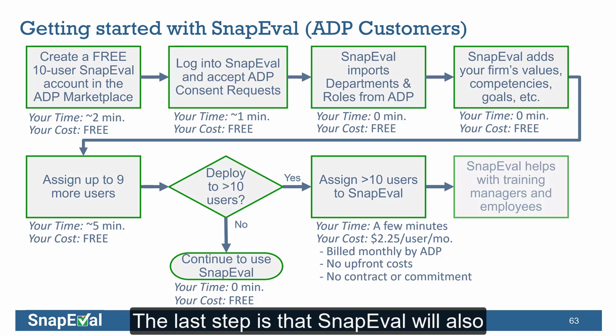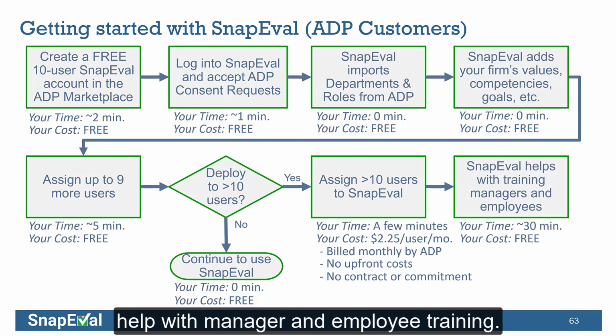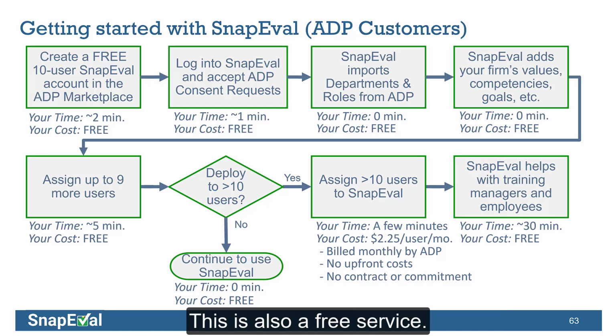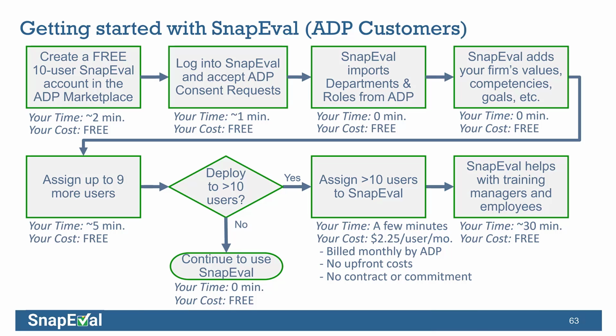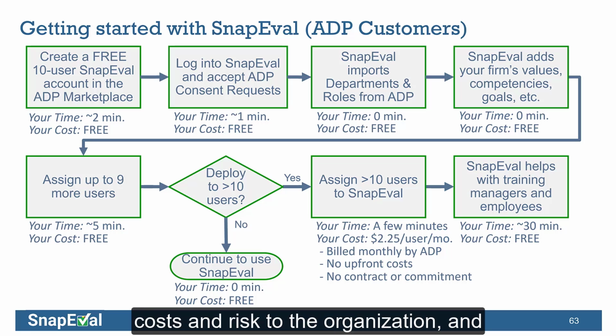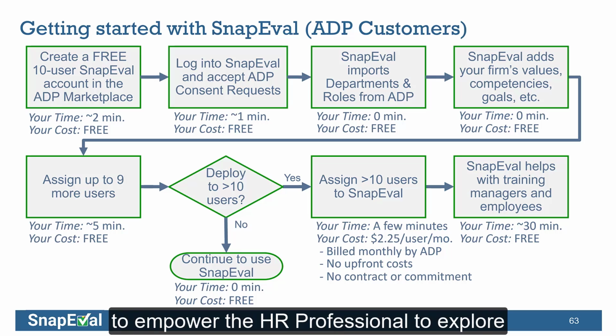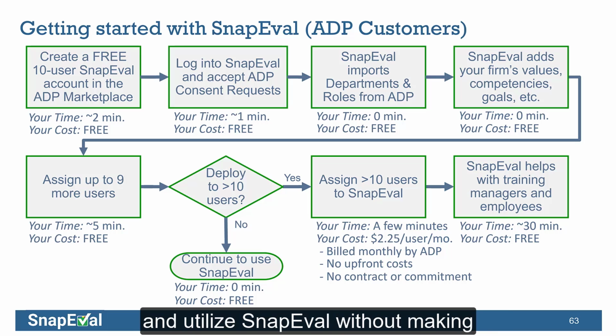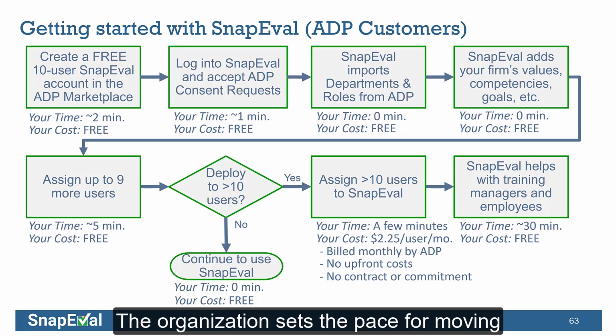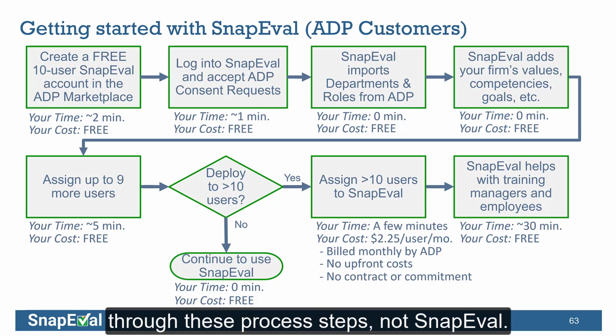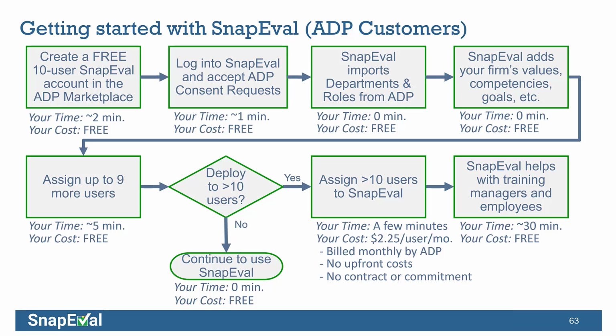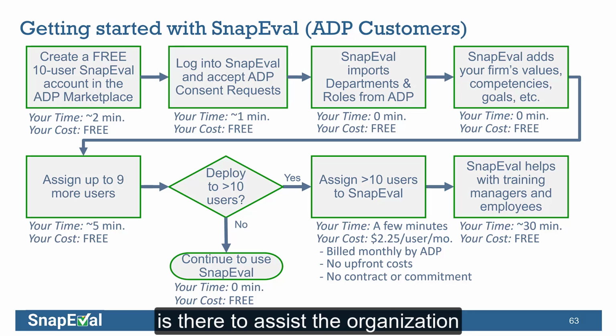The last step is that SnapEval will also help with manager and employee training. This is also a free service. This process is designed to minimize cost and risk to the organization and to empower the HR professional to explore and utilize SnapEval without making any commitments for the organization. The organization sets the pace for moving through these process steps, not SnapEval. In other words, the SnapEval team is there to assist the organization and won't push the organization to move through the process or deploy SnapEval to the whole organization.